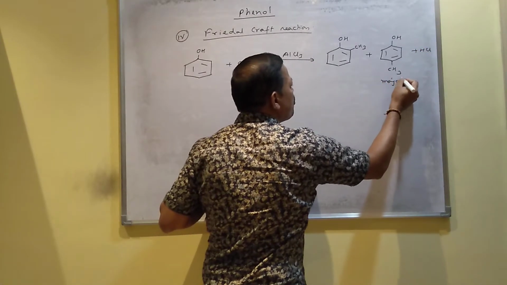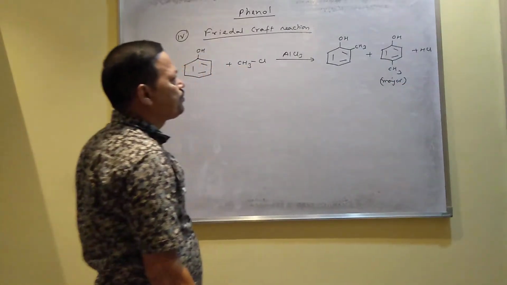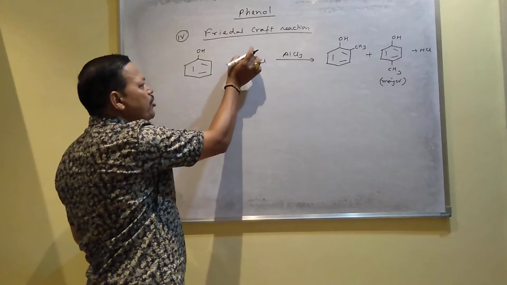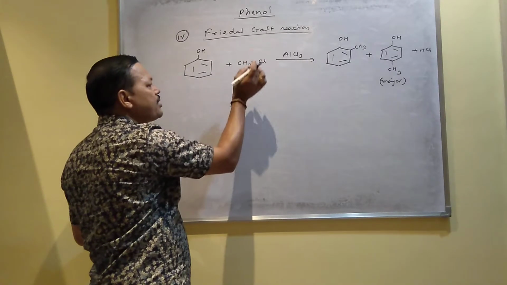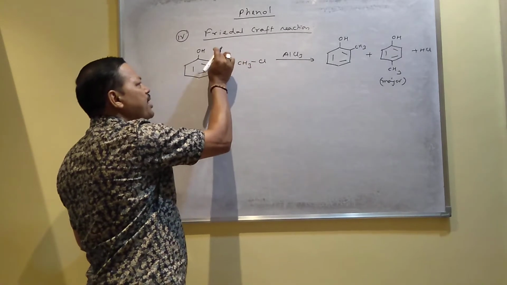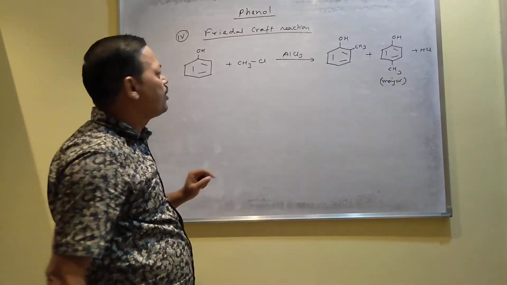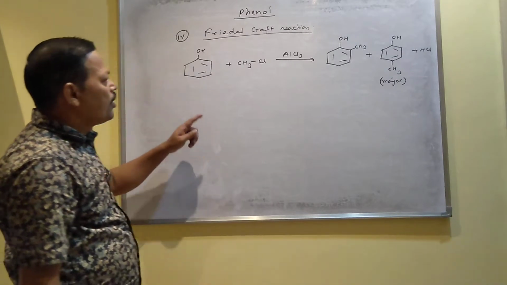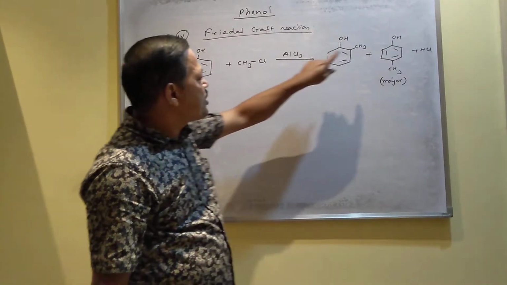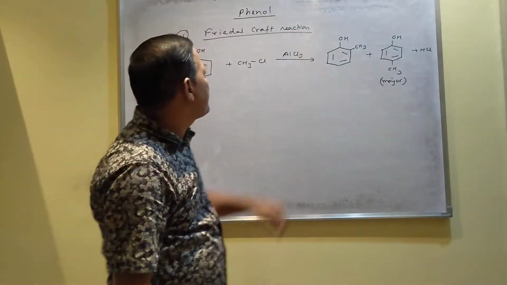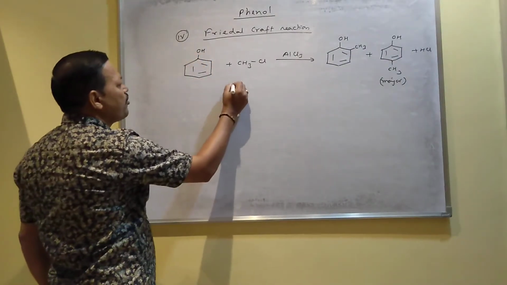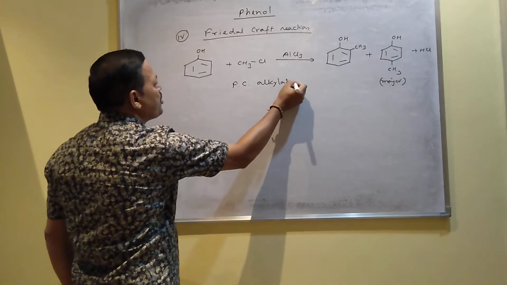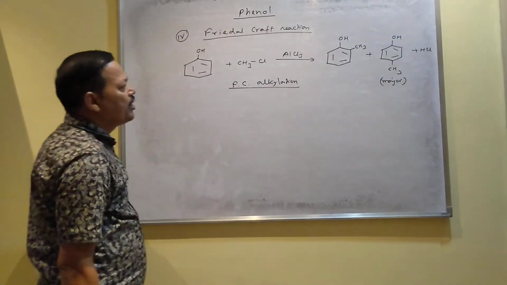Here para is major product because it is more stable. Since alkyl group, when you break it, CH3 will be plus, chlorine will be minus. This CH3 plus replaces the H plus ion, and that is why it is one example of electrophilic substitution reaction. And since alkyl group is introduced in the benzene ring, that is why this reaction is also called Friedel-Crafts alkylation reaction, because alkyl group is introduced in the ring.